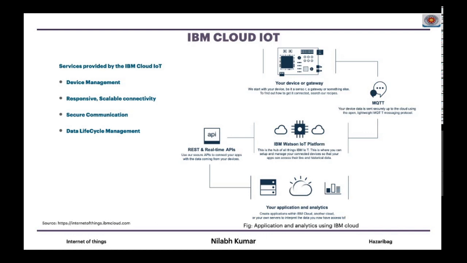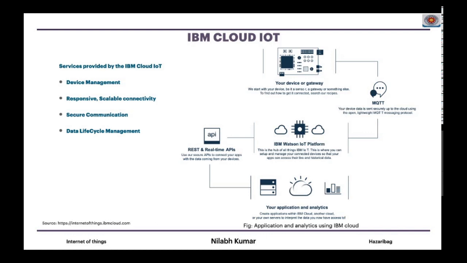So we will see one example of IBM Cloud IoT. Here, IBM provides services like device management, which is there in AWS also. Responsive scalable connectivity, it is there in AWS also. Secure communication, it is there in AWS also. Data lifecycle management, it is there in AWS also. So IBM also has the same features, but maybe with some different pricing or different ease of use.